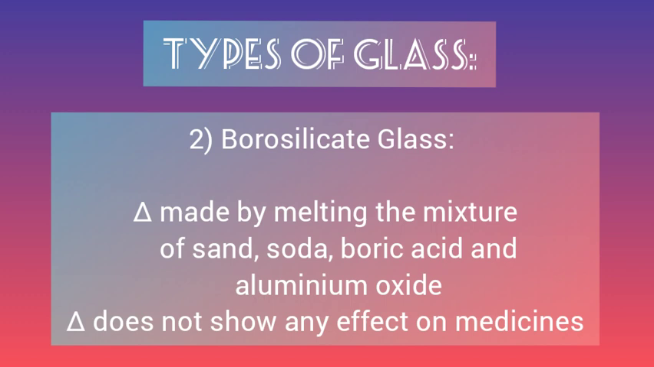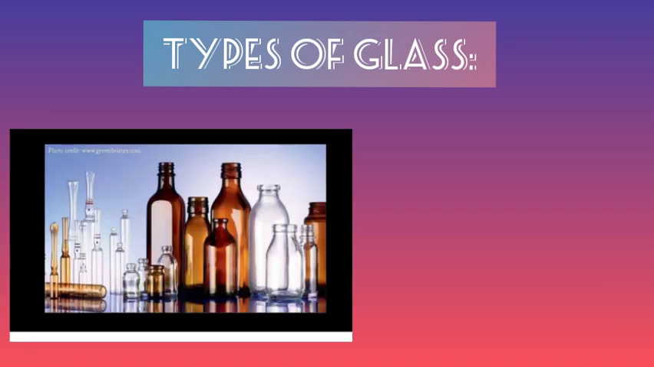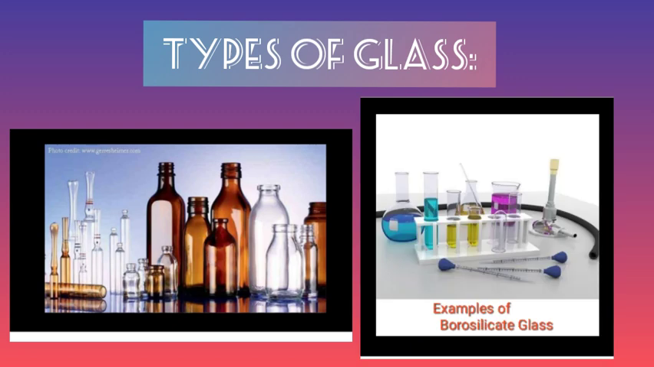Then the second one is borosilicate glass. It is made by melting a mixture of sand, soda, boric acid and aluminum oxide. This glass does not show any effect on medicine. Because of this, medicines are stored in these bottles. Bottles made of borosilicate glass are used in pharmaceutical industries to store medicines, and they are also used to produce laboratory equipment. As you can see in the figure, round bottom flask and test tubes are there.